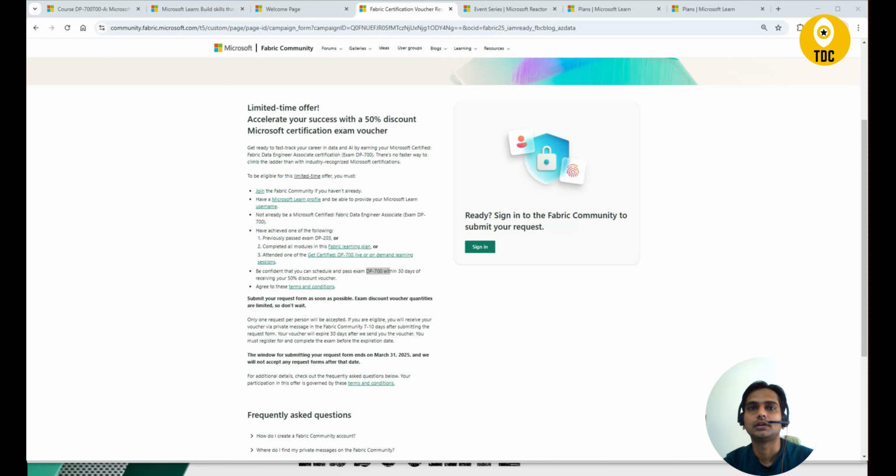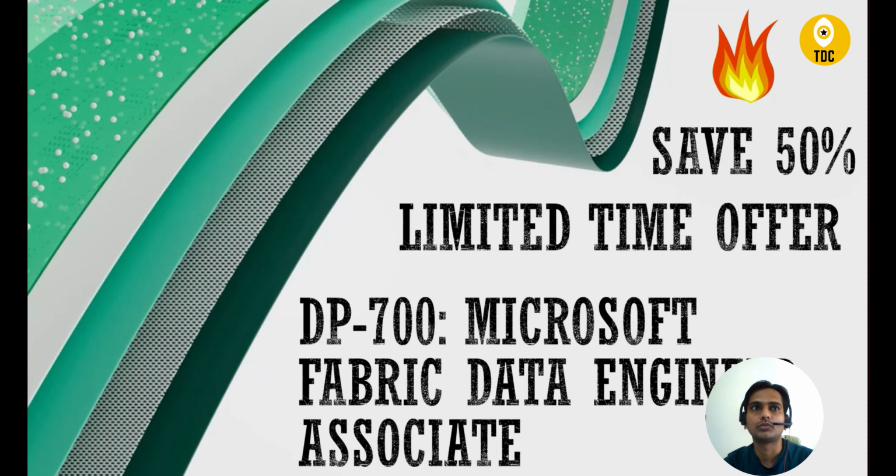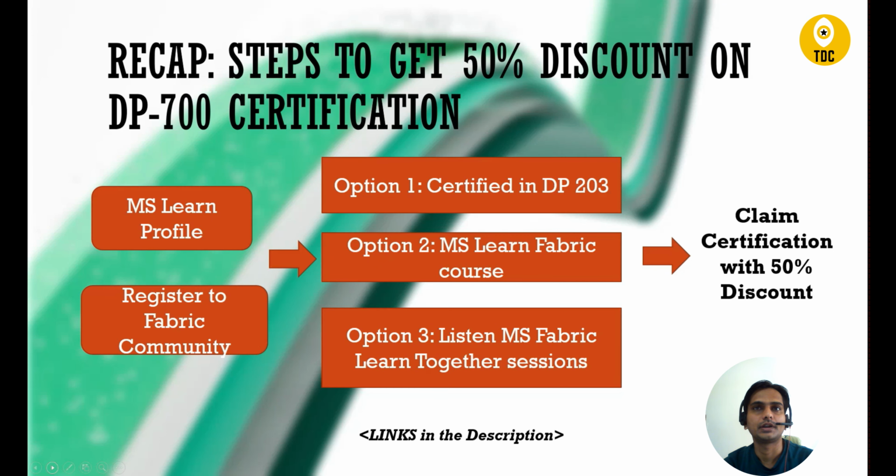So quickly, let's recap what we have discussed. First, you need to have a Microsoft Learn account. I'll be providing the link for this in the description. Next, register for the Fabric community. Again, I'll be providing the link in the description. Once you have these two, I'll be providing one more link in the description. So basically there will be three links in the description.